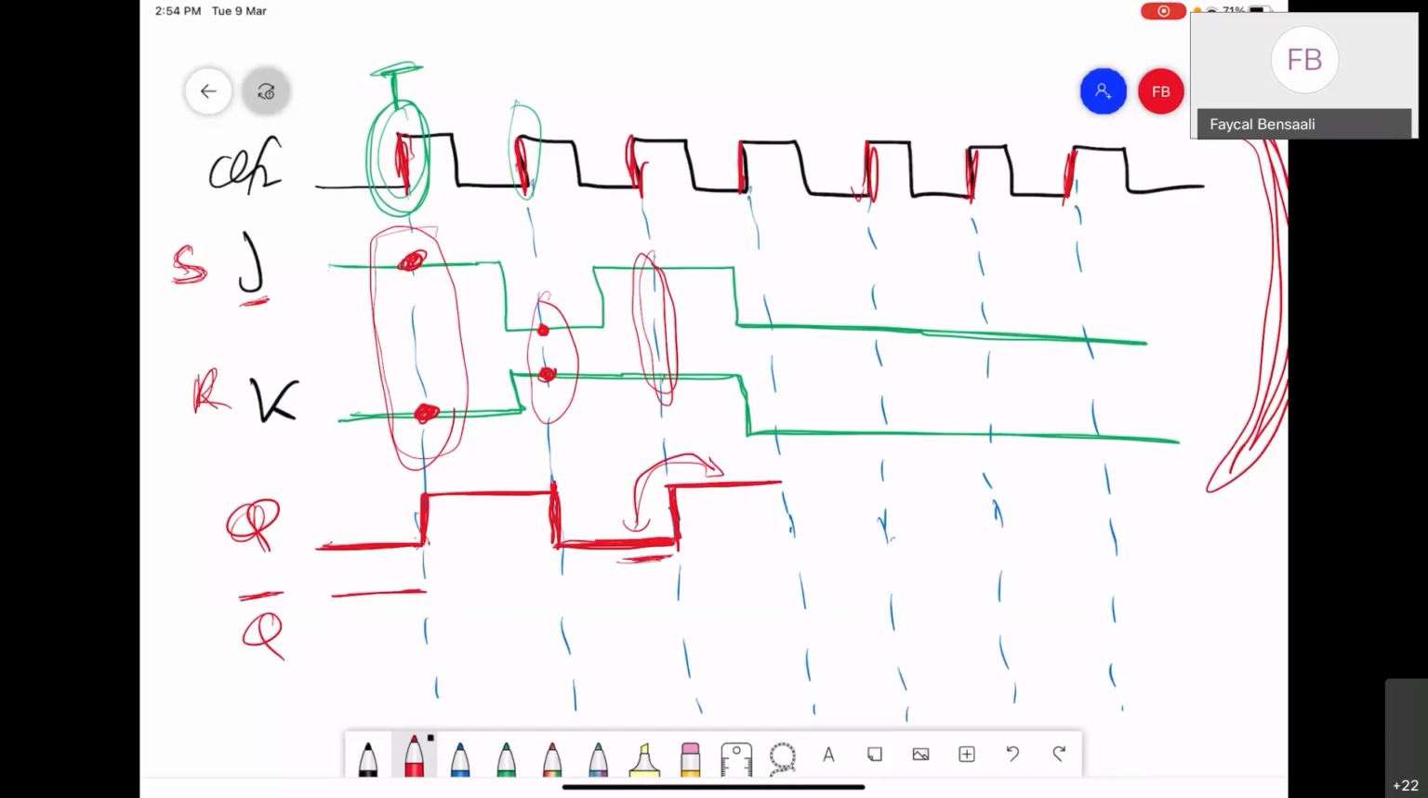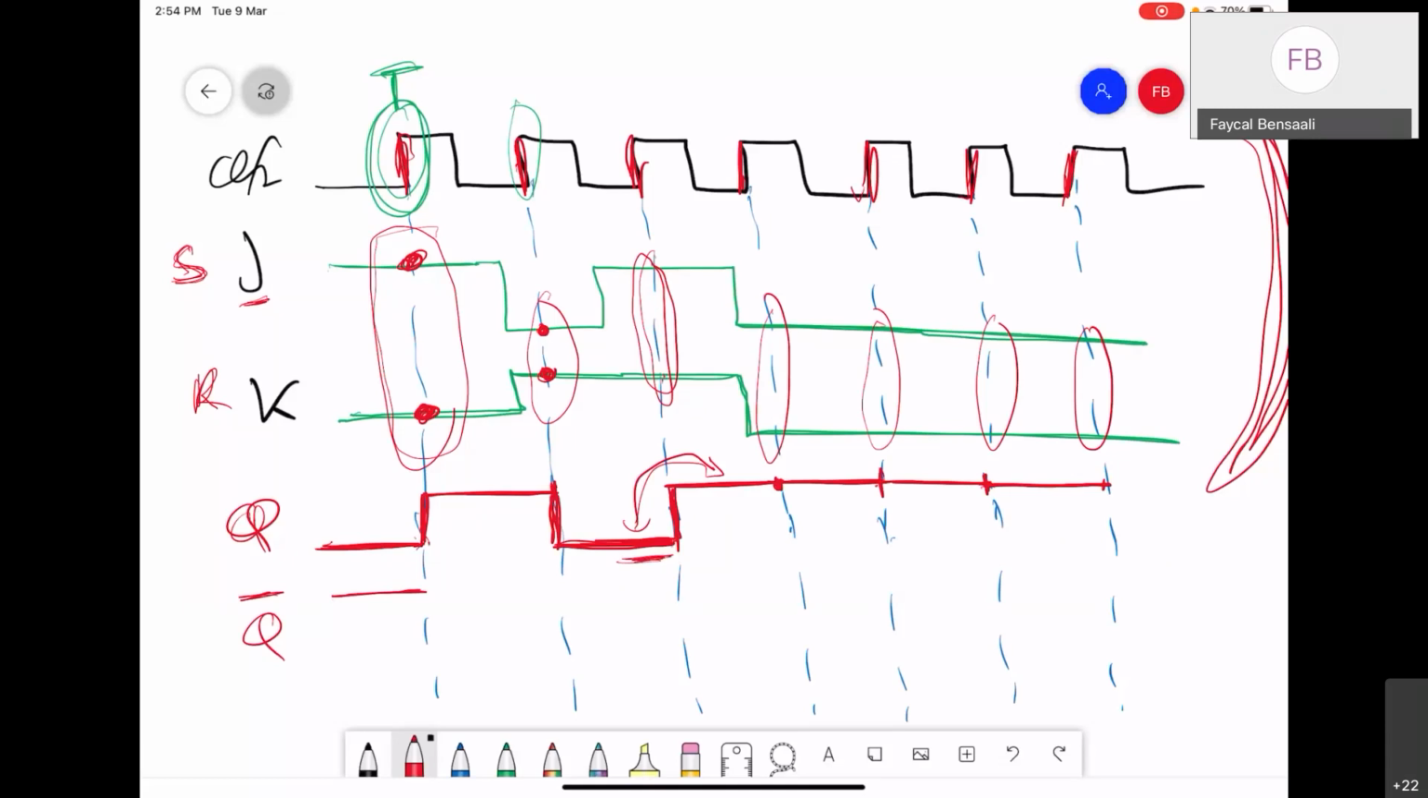And then at the next rising edge, it's 0, 0. 0, 0 is no change. So if it was 1, it stays 1. If it was 0, it stays 0. And then, as you can see, for all remaining cases, it's 0, 0. So it stays 1 and stays 1, here, here, and that's it. If we have many cycles, you continue.